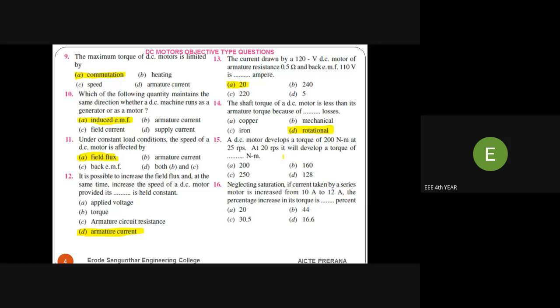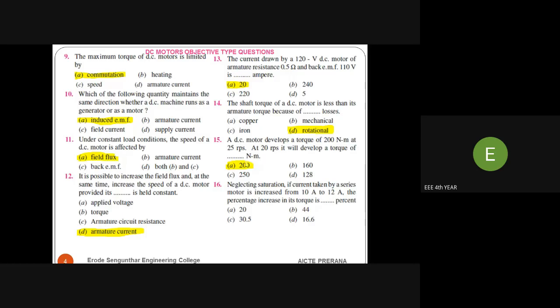A DC motor develops a torque of 200 Newton meter at 25 RPS. At 20 RPS, it will develop a torque of: option A 200, option B 160, option C 250, option D 128. The same 200 Newton meter is the correct answer. The torque produced in that motor cannot be changed in case of changing the speed.